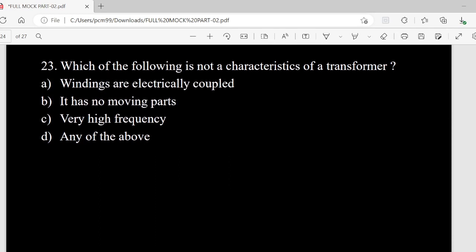Next. Question number 23. Which of the following is not a characteristic of a transformer? Option A. Windings are electrically coupled. Option B. It has no moving parts. Option C. Very high frequency. And option D. Any of the above. The correct answer is option A. Windings are electrically coupled.